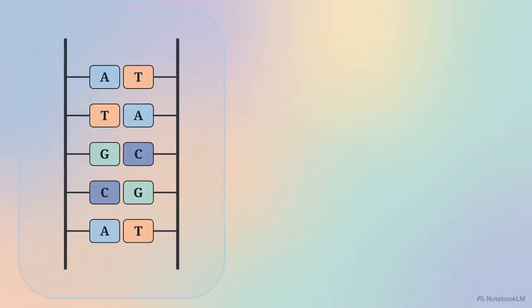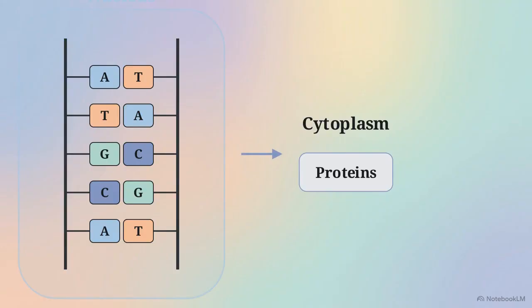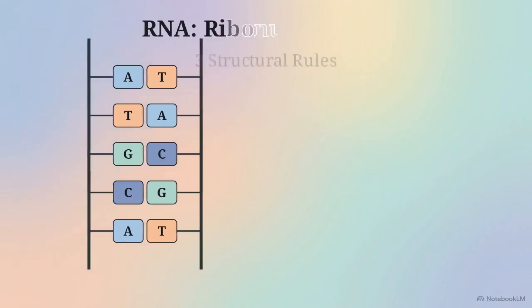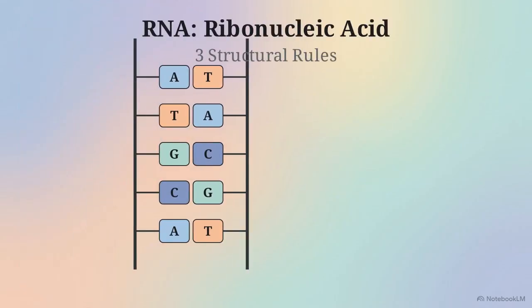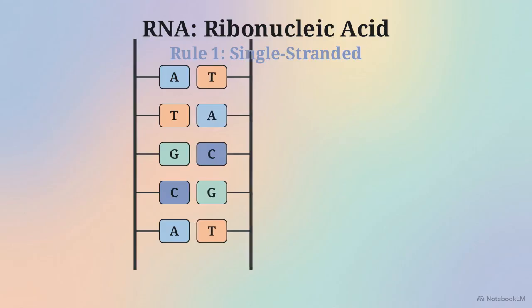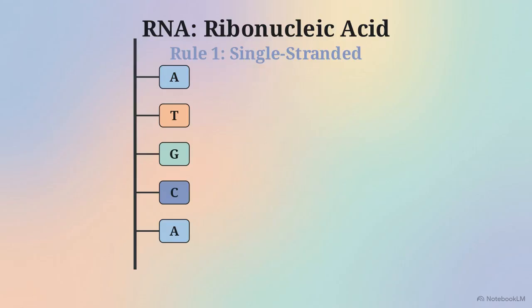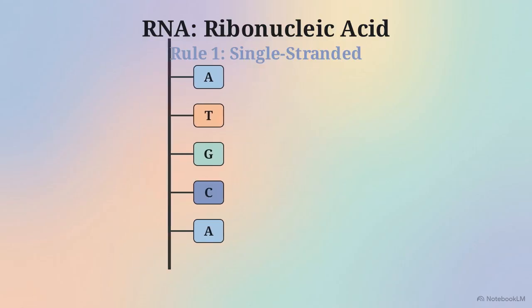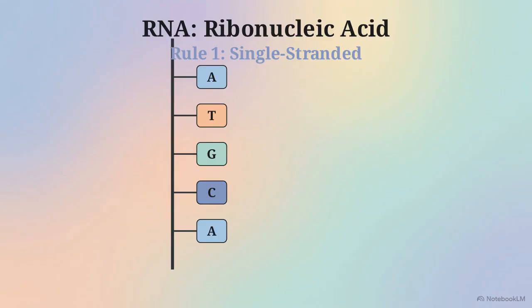DNA is locked inside the nucleus, so to build proteins out in the cytoplasm, the cell needs a mobile photocopy. That brings us to RNA, ribonucleic acid. To make this copy, the cell applies 3 structural rules. First, as we see here, it splits the ladder and builds a temporary single-stranded molecule instead of a double helix.